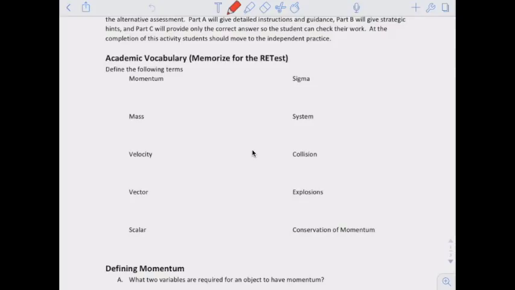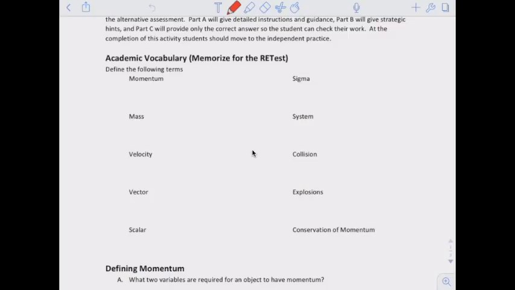Welcome to Unit 4 guided practice in the remediation practice. It says define the following terms. Momentum. Momentum is a product of the mass times velocity. Mass is the amount of matter that a system contains. Velocity is the rate of speed over time.